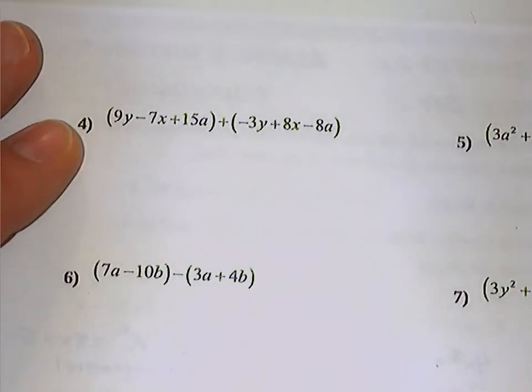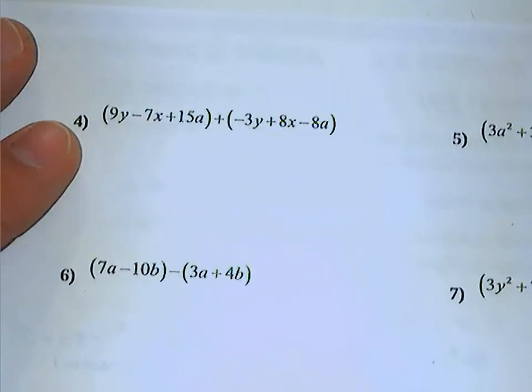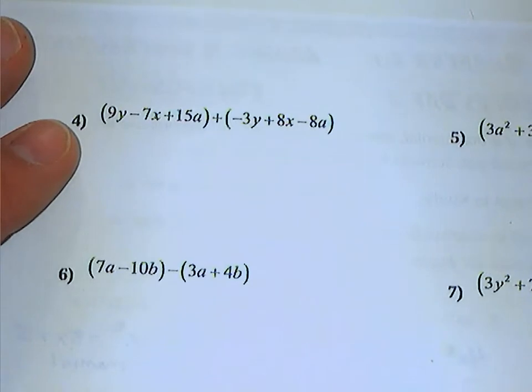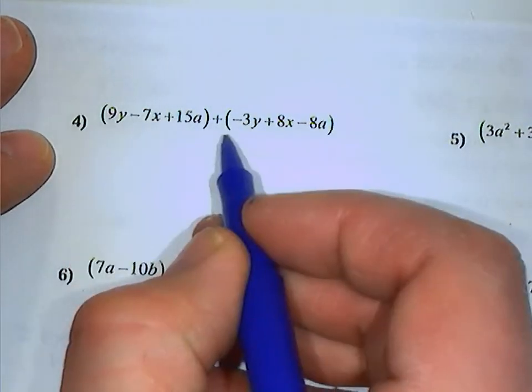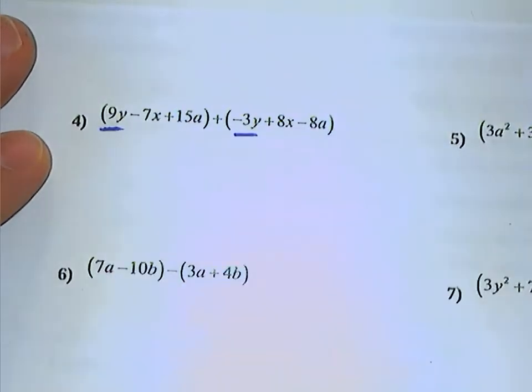So we take a look at the backside. Now we see a polynomial like this, added or subtracted to another polynomial. Okay. So as I take a look, I got some y's here. I've got a 9y plus a negative 3y. So I'm going to do those in blue and underline those guys. Those are my like terms. So I take a look. What's 9y minus 3y? That gives me 6y.